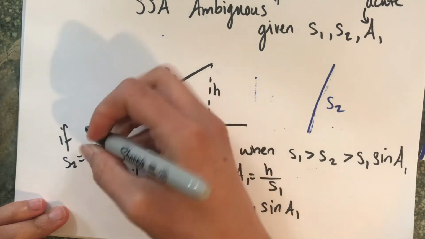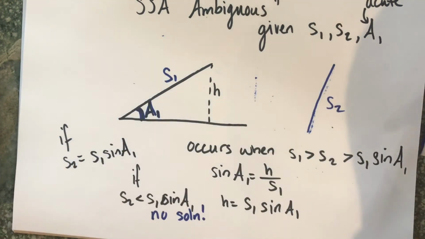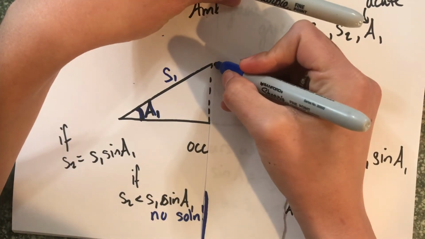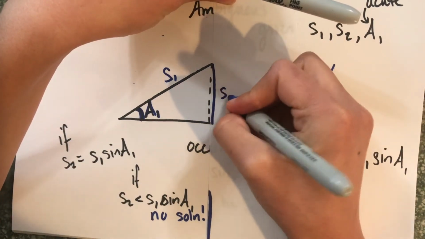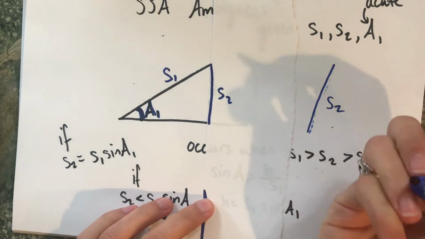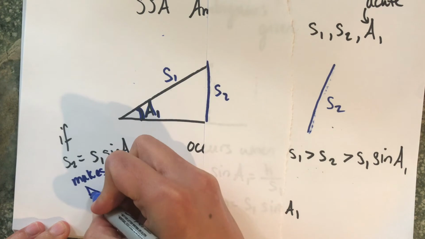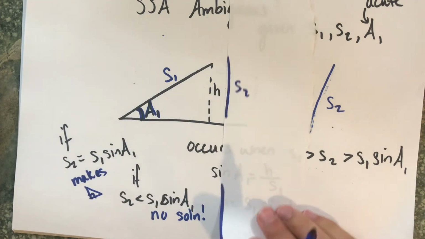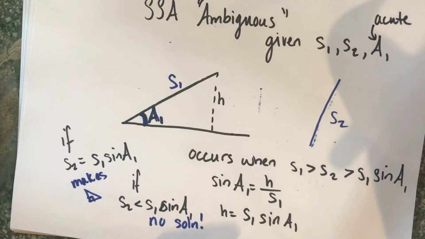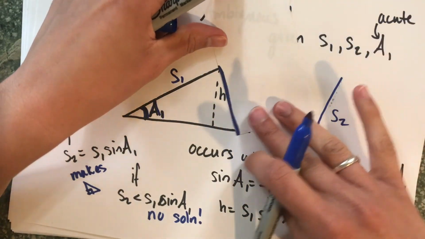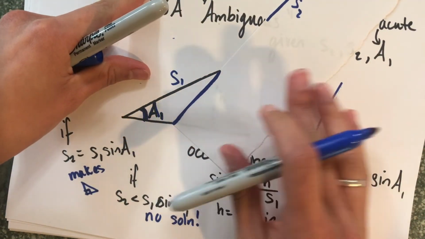So what if S2 is equal to S1 sine A1? That means it's equal to the height. So I'm going to draw that on this extra piece of paper here. It's the same as the height, which means it's really only one solution. I can't rotate that and fit it anywhere else. It just makes a right triangle. So if S2 equals S1 sine A1, that makes a right triangle. There's only one solution.